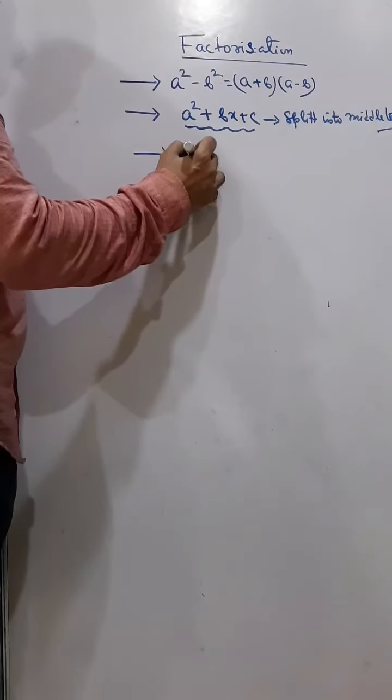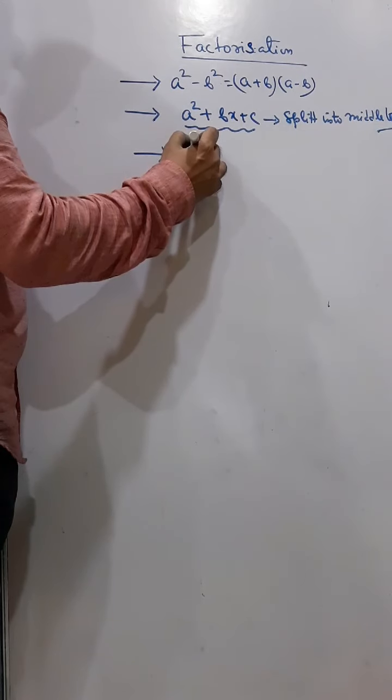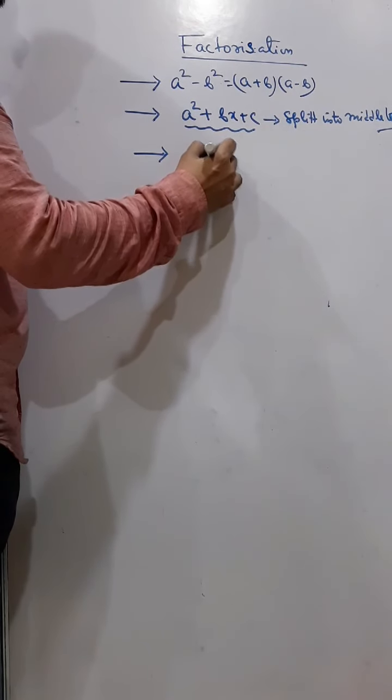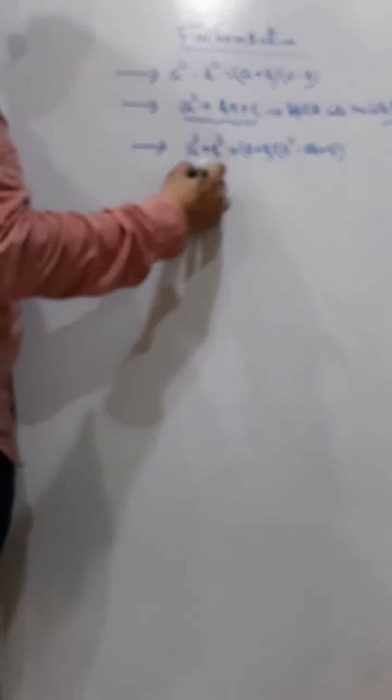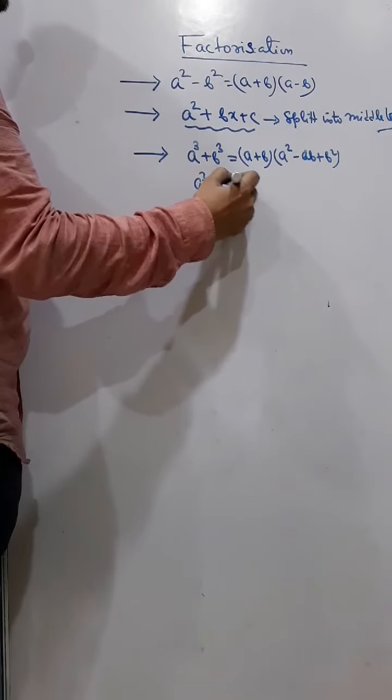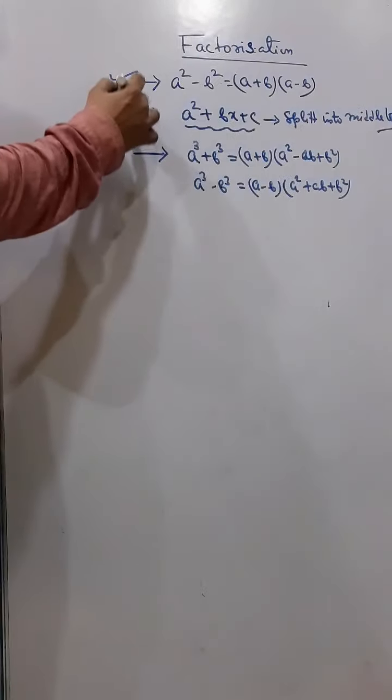And the third will be in the form of a cube plus b cube, which is equal to a plus b, a square minus ab plus b square, and a cube minus b cube form. That will be a minus b, a square plus ab plus b square. So we have these three types, understand?